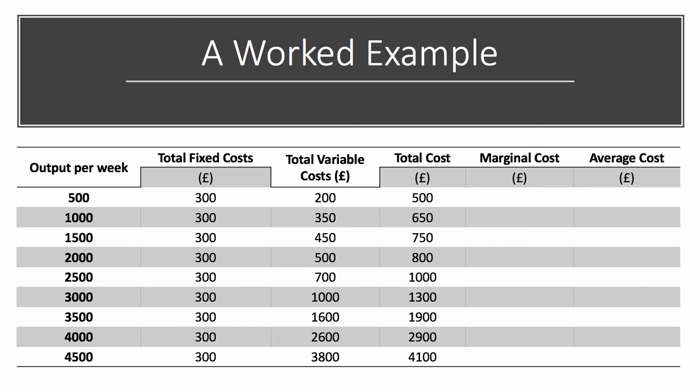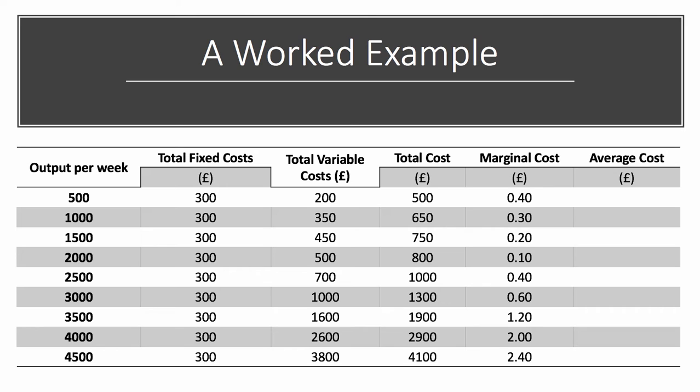So what about marginal cost? Marginal cost, here are the numbers expressed in, if you like, pence per loaf. So for example, the marginal cost of the first 500 is 40p per loaf, because if we didn't produce any loaves, cost would be 300. If we go to 500 loaves per week, our costs rise to 500. So they've gone up by £200, and therefore 40p per loaf. The next batch of 500 only adds £150 to cost.